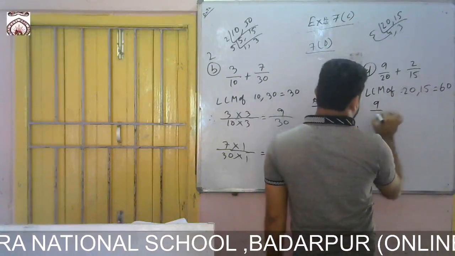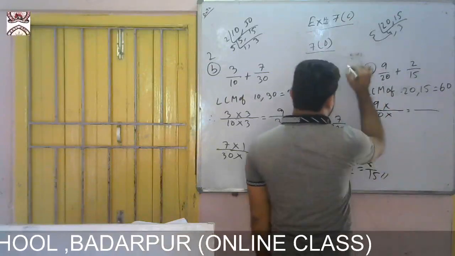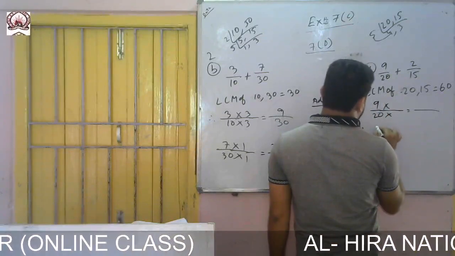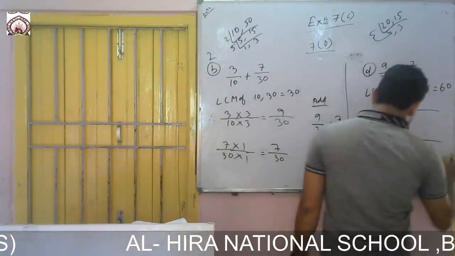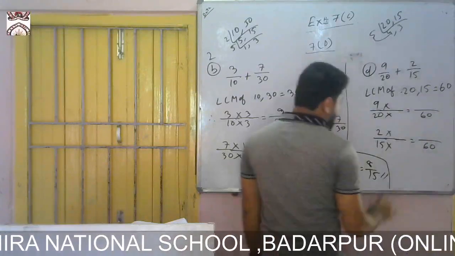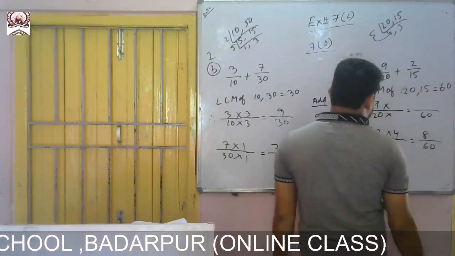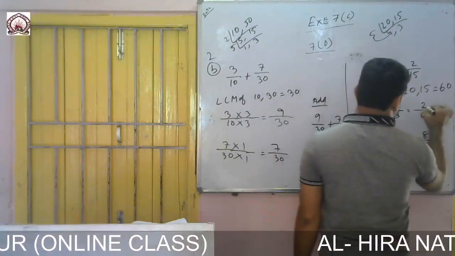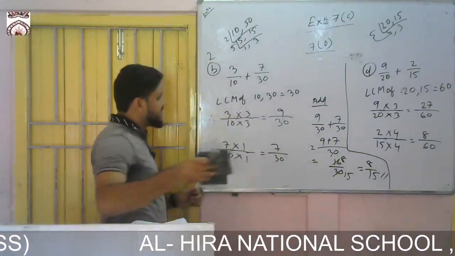Okay, now write 9 by 20 and 2 by 15. Okay. So 9 by 20, here what? 60 we got as LCM. So 15 4s are 60. So here 4 times 2 is 8. Now 20 3s are 60. So here 3 9s are 27. Okay. Now add.